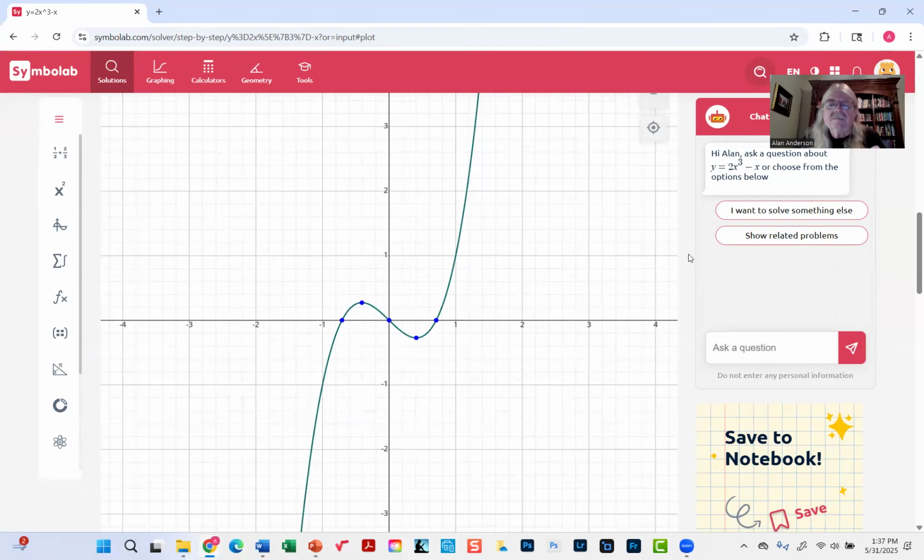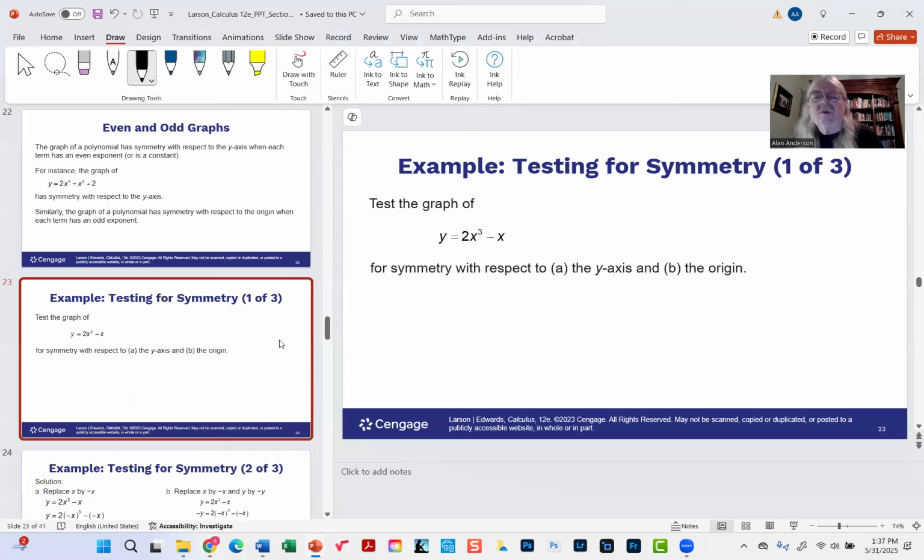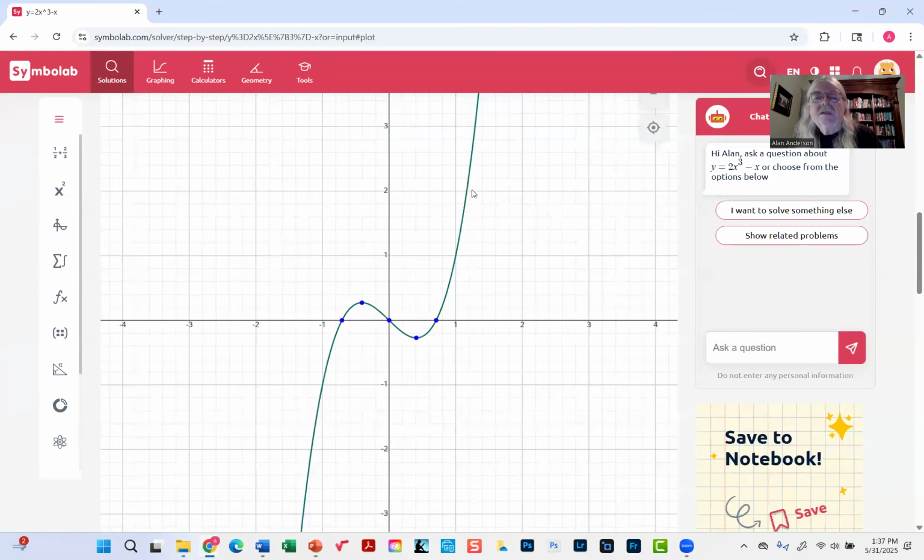Yeah, so you can see it's very clear that you've got symmetry across the origin. In other words, the first quadrant and the third quadrant are in fact mirror images of each other. So they're not actually asking us to prove it algebraically. They just want us to notice the graph was showing us exactly what we need to know.